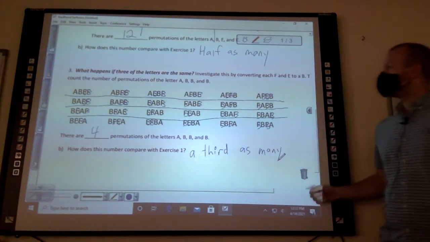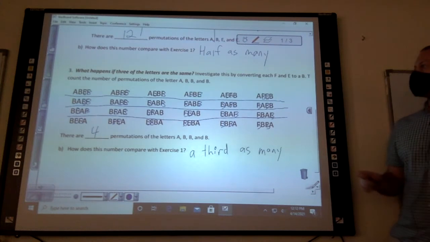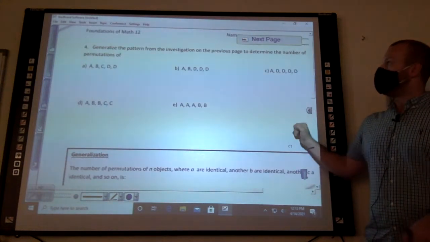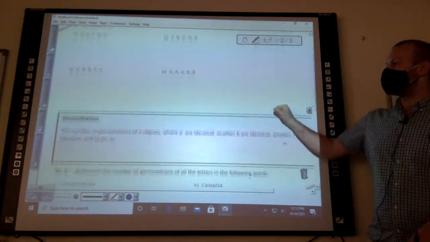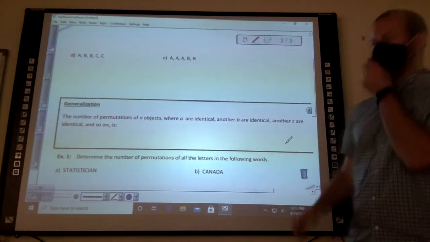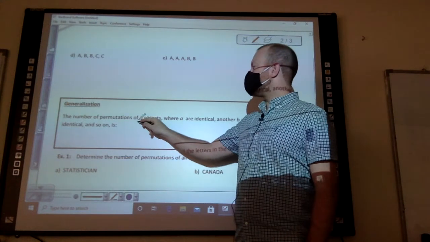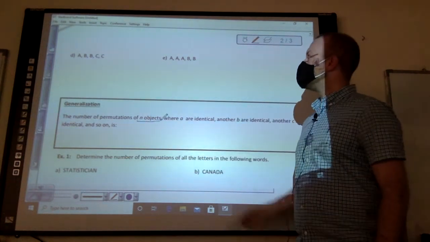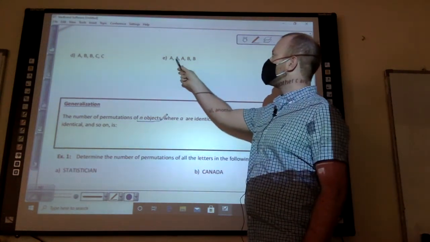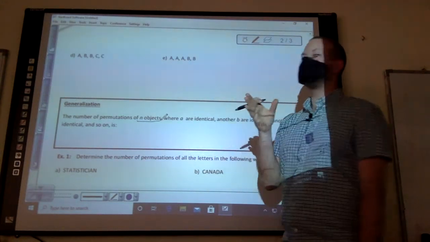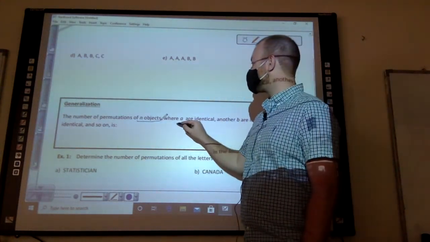So I'm going to move to the next page. If you want me to come back and fill it in later, I can show you. So before I get into this, I want to show you the generalization because it's going to be easier to do this. So if I've got n objects, so if I look at E here, I've got 1, 2, 3, 4, 5. So n is just the total number of objects.